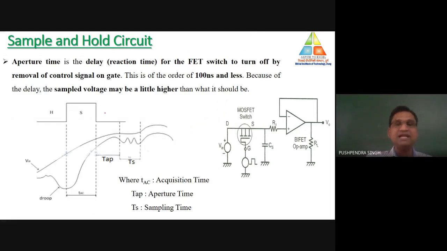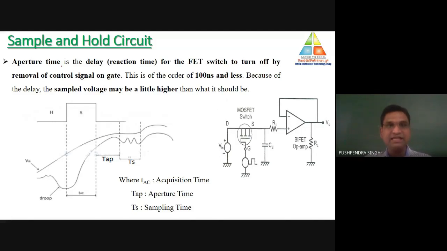Aperture time is also called the delay time, where this delay occurs. When we make the MOSFET off, it will not turn off instantly. It takes some time to get into the off condition. When we remove the gate pulse, the sample and hold circuit will not turn off instantaneously. It takes some time to turn off. That is called the aperture time.